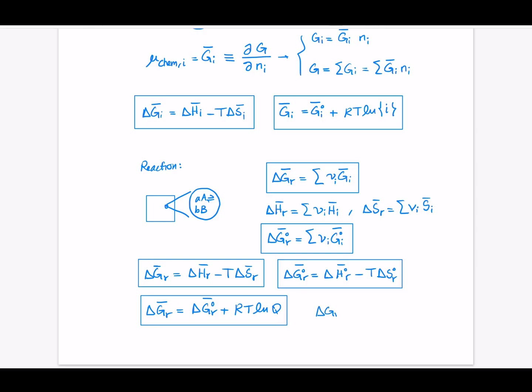Delta G R at the standard condition would be equal to minus RT ln K. So this was how we calculate the equilibrium constant, this time from the delta G expression. So this was basically all the useful equations we derived in the previous lecture. These are the fundamental equations that we're going to use in this lecture.